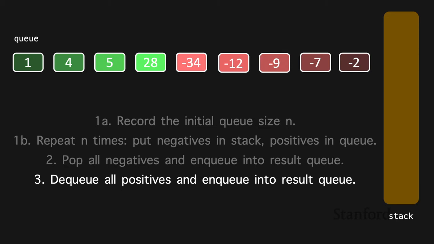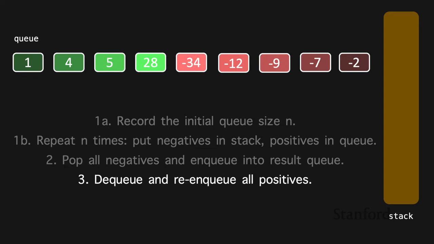Yeah, exactly. So right now, the positives are just in front of the negatives, but they're in the right order within the positives. So we can just dequeue and then enqueue all of those back. We will face one more issue again, kind of similar to how we don't know when we're done, right? How can we keep track of when we're done?